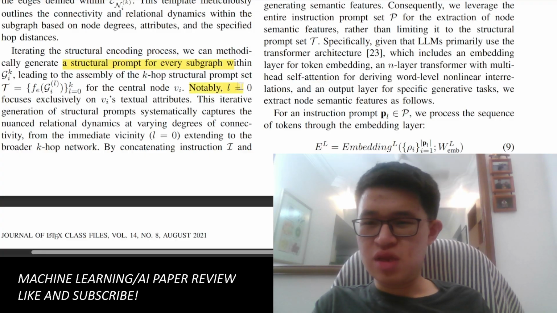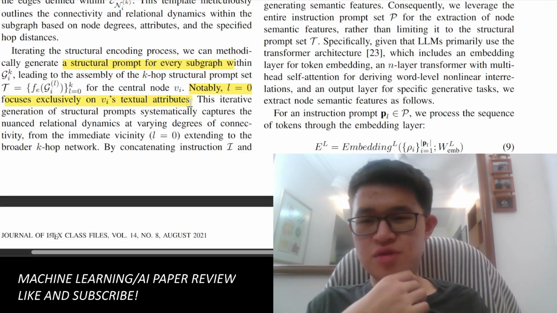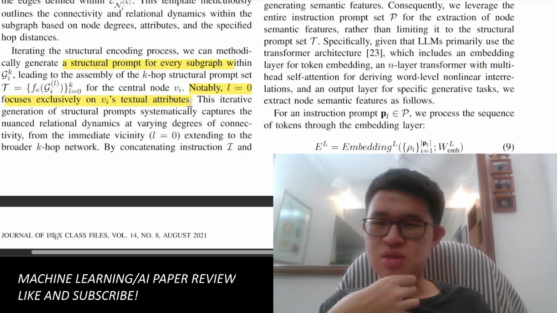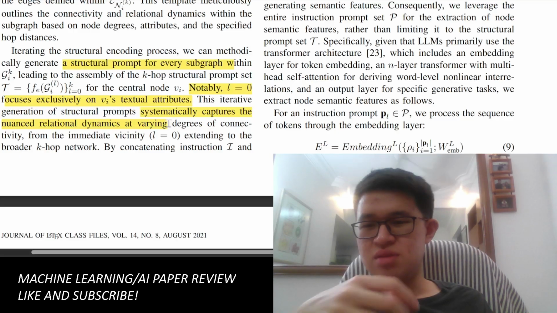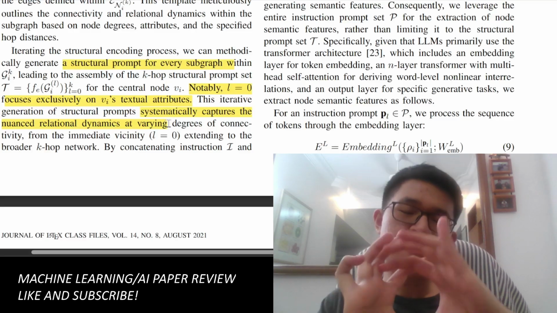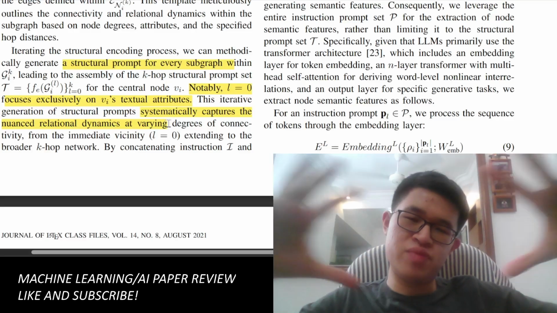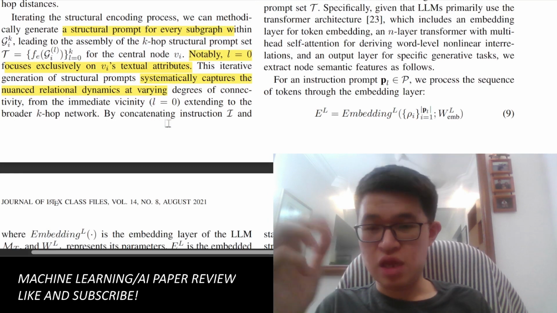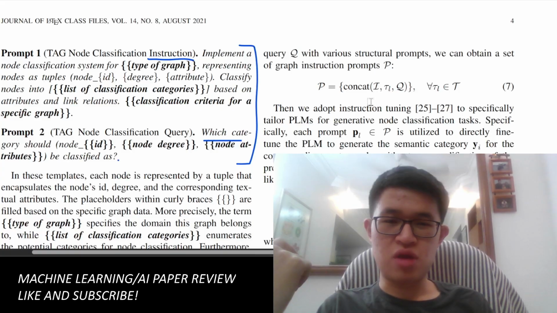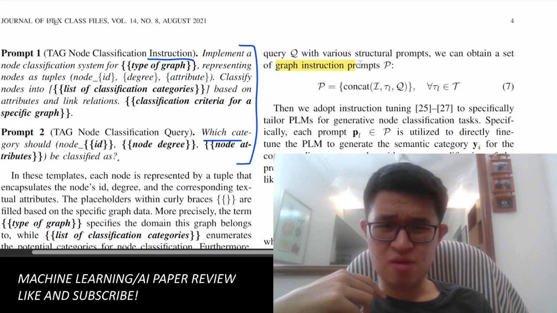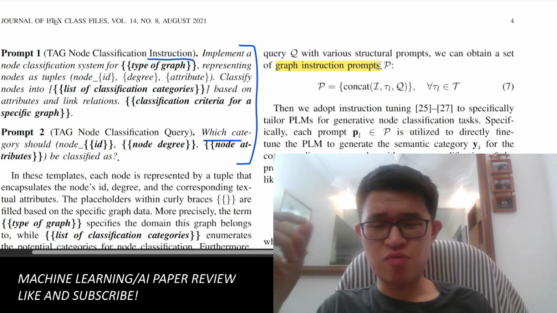Notably, when layer equals 0, it focuses on the node textual attributes. Yeah, obviously, right. So this iterative structural prompt changes the relational dynamics, going from a single node and up to its k-hop neighbors in the graph. So by concatenating those, we get a graph instruction prompt.